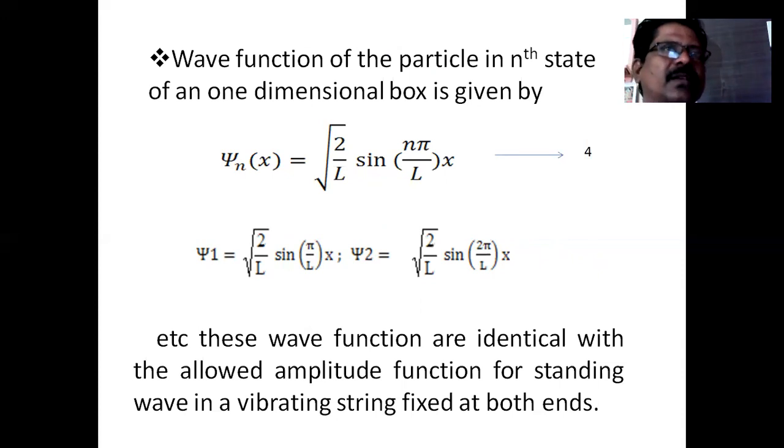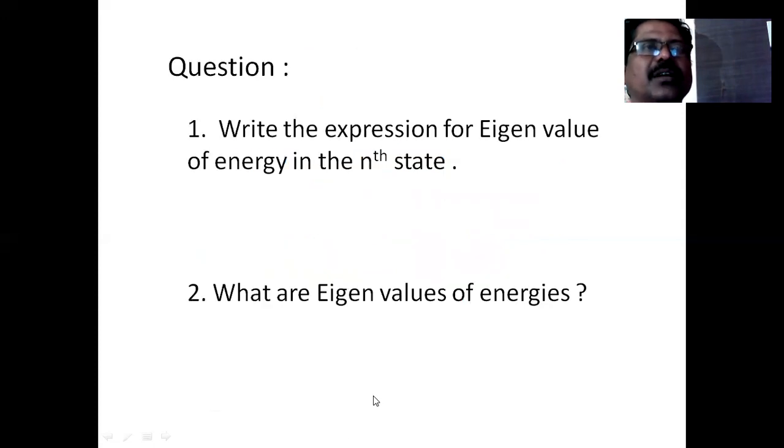Suppose we substitute n equal to 1: we get psi 1 equals root of 2 by L sine of (pi by L) x. For psi 2 we get root of 2 by L into sine of (2 pi by L) x. You will get these when substituting n equal to 1, 2, 3 and so on. These wave functions are identical to the allowed amplitude functions for a standing wave in the case of a string fixed at both ends.